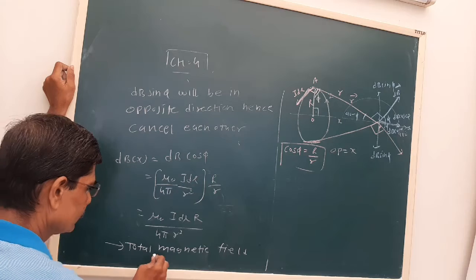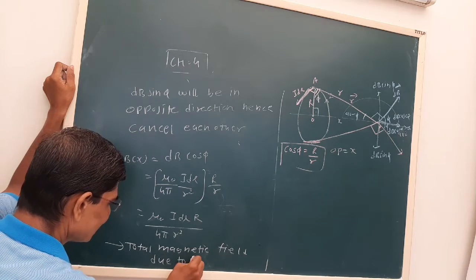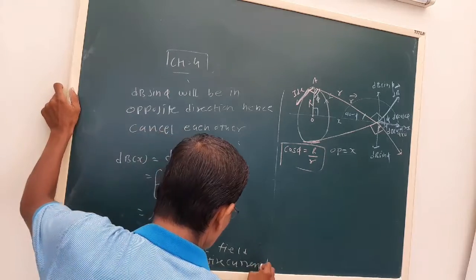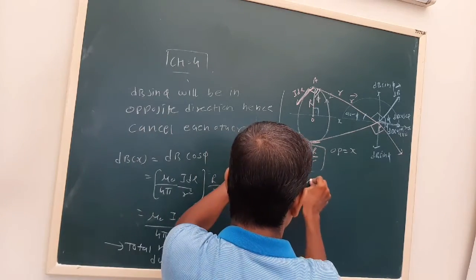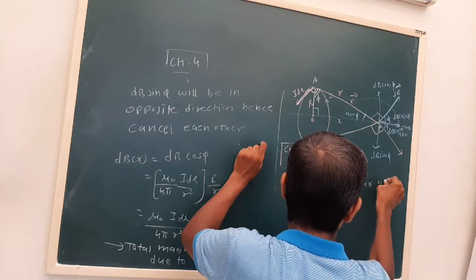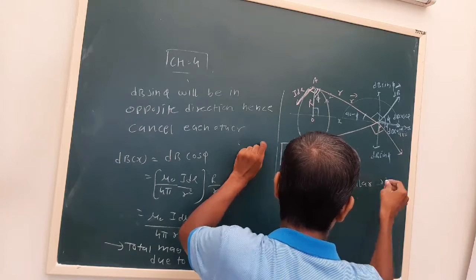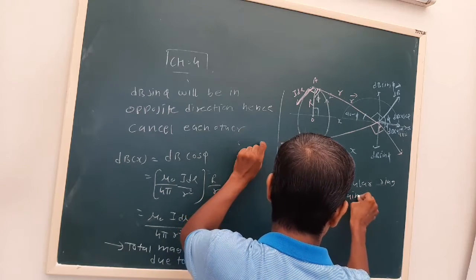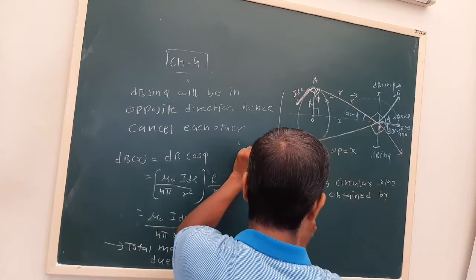Now see, the total magnetic field due to the entire current carrying circular ring can be obtained by integration.